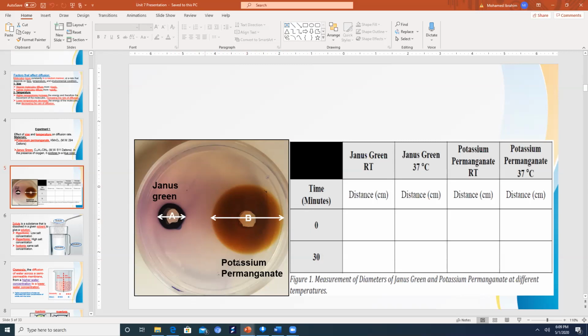So if I give you this and ask you which solution diffuses faster, or which solution has a smaller molecular weight, you need to tell me that the solution here has less molecular weight because it diffuses faster. Okay, and also you need to know that temperature has an effect. If you increase the temperature, the diffusion rate will be even faster.